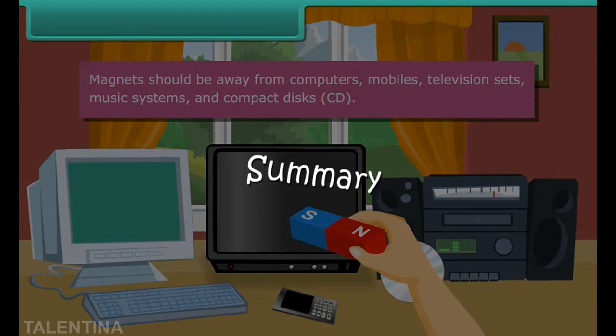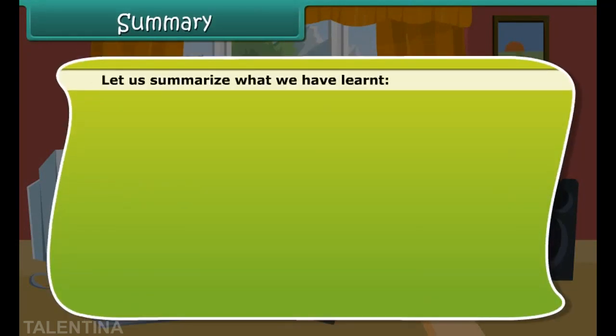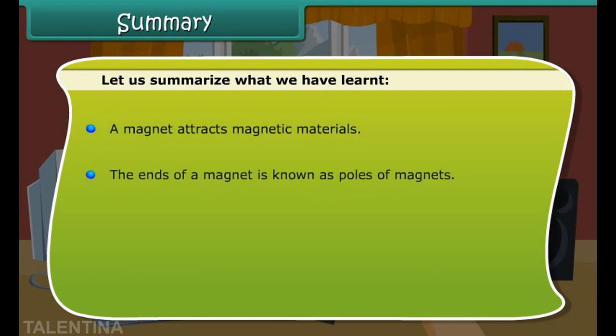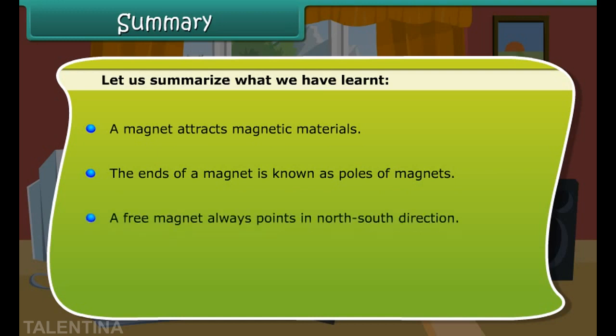Summary. Let us summarize what we have learned. A magnet attracts magnetic materials. The ends of a magnet are known as poles of the magnet. A free magnet always points in the north-south direction.